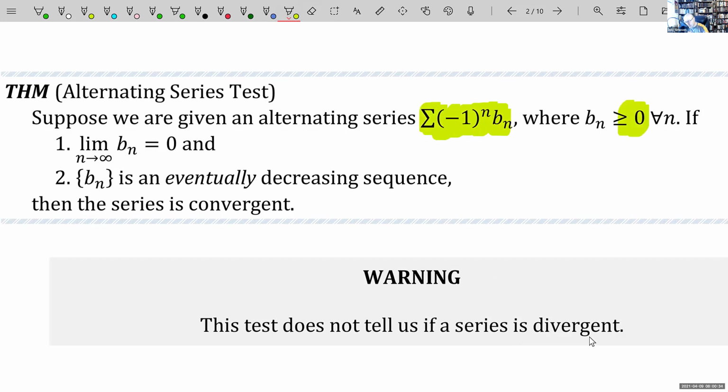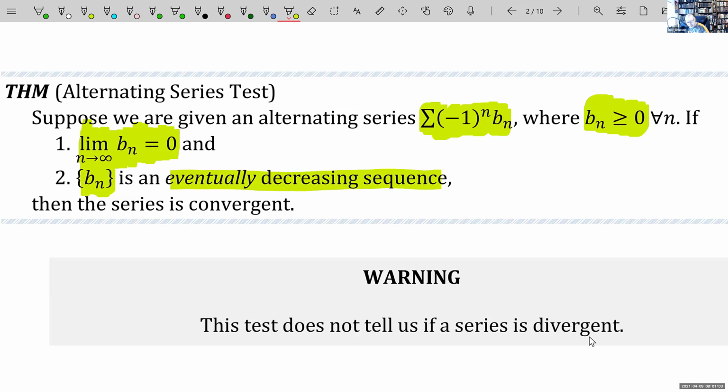Again, where b sub n is non-negative. The following two conditions have to be met. If the limit as n goes to infinity of that b sub n, the non-negative part, tends to 0, and if your sequence b sub n is eventually decreasing, then the series will converge. That's a really nice test.